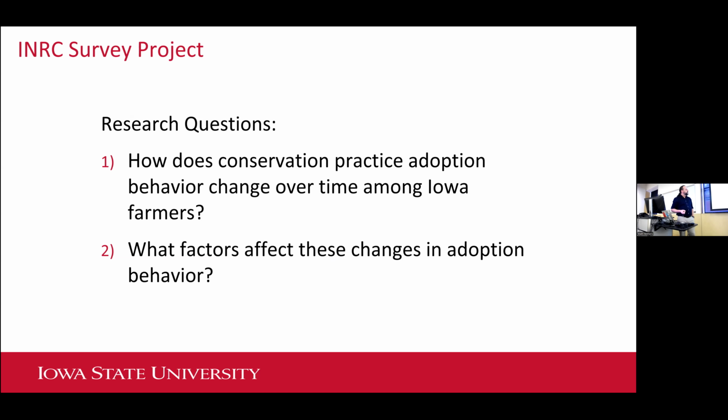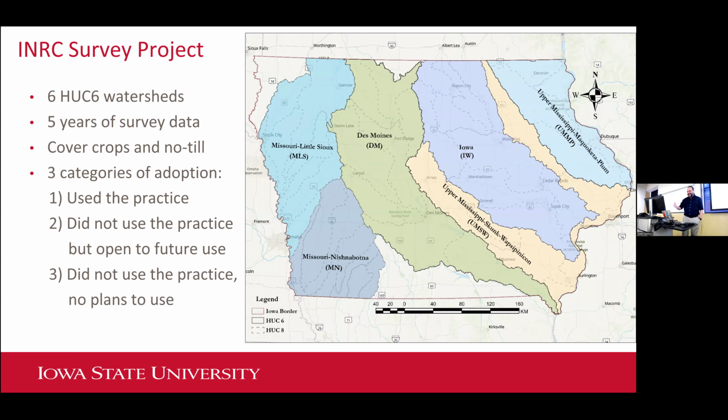The second question that we asked is, what factors affect these changes in adoption behavior? I'm going to be giving you some results from question number 1. Question number 2, we are crunching the data as we speak, and that will be the next paper. I'd be happy to come back and talk to you about that once we get that data as well.